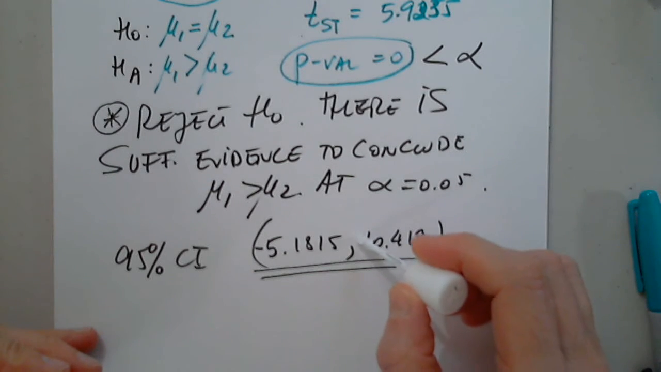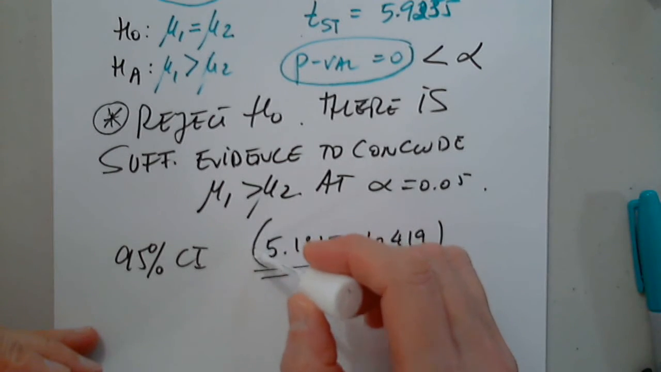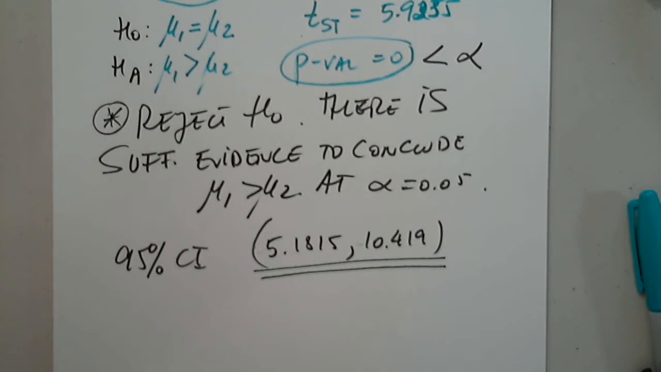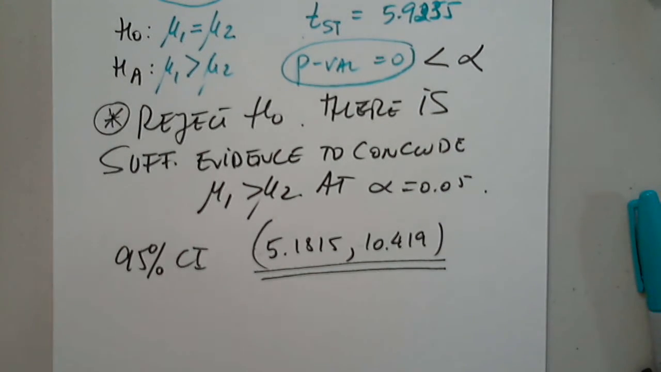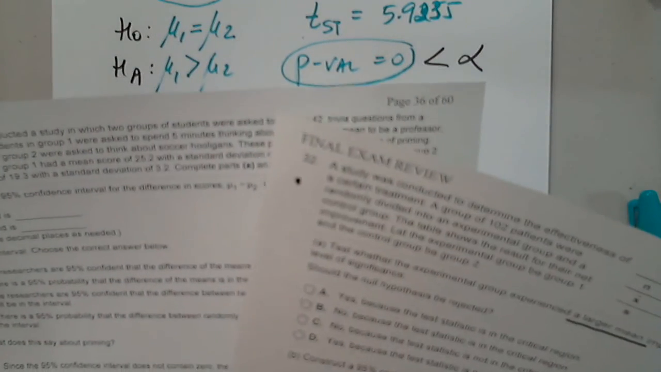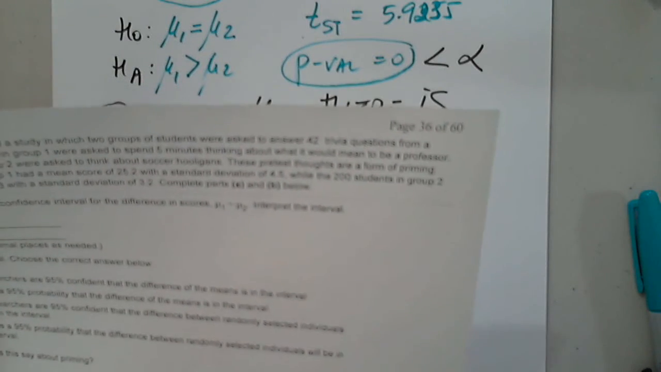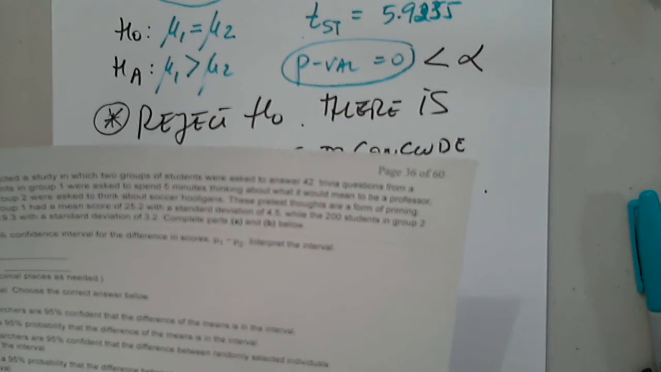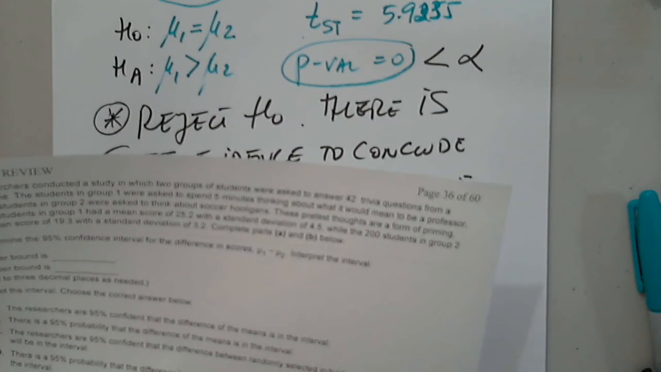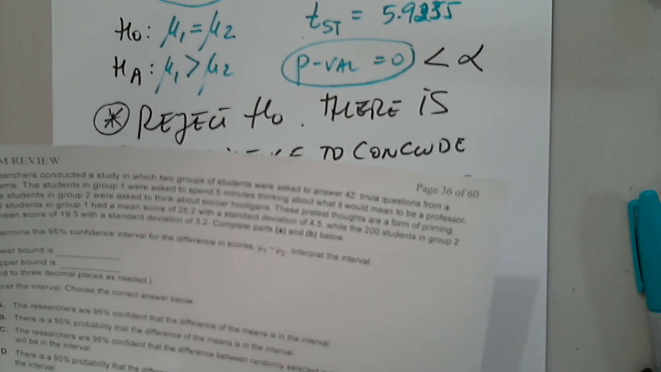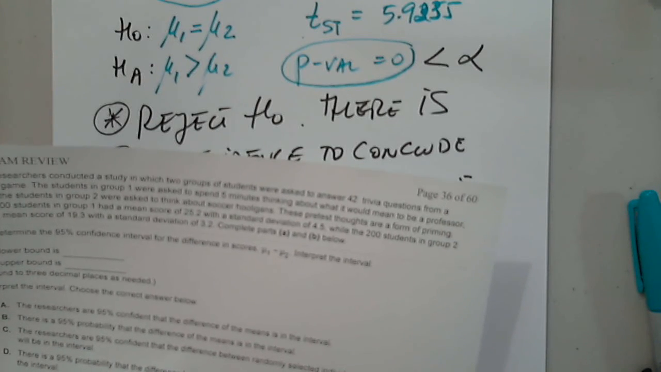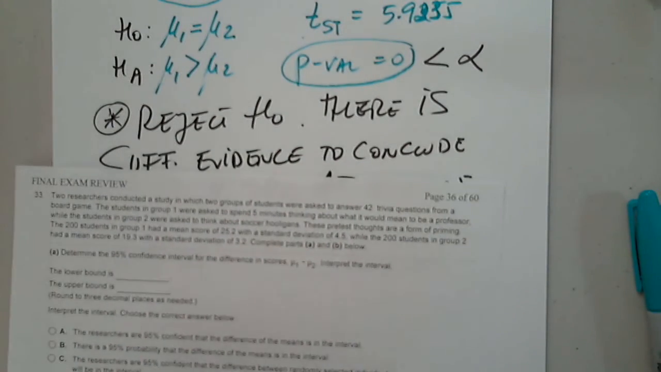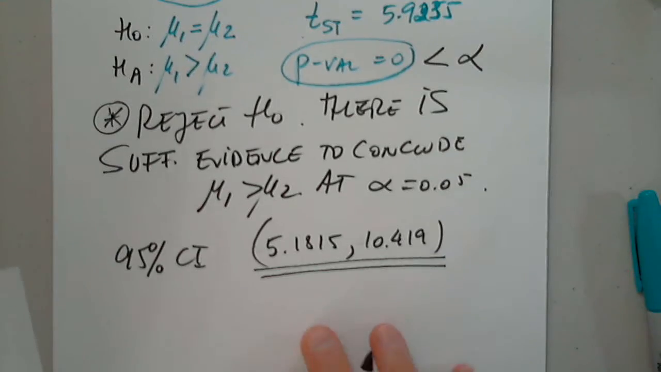What if the interval has 0? Do we reject or fail to reject? Fail to reject. Very good. So this was 32. Okay, so let's also look at 33. Any questions for me? Okay, so let's look at 33. See what they want in 33.